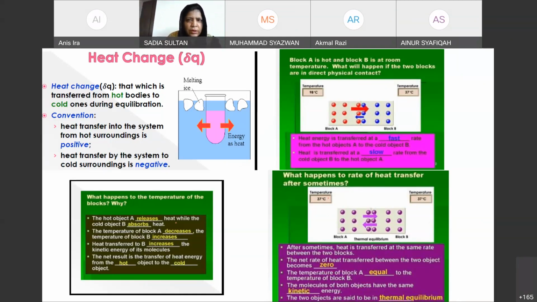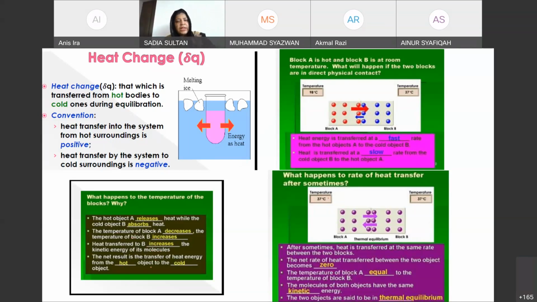What is going on? What is happening? The hot object A releases heat, while the cold object B absorbs heat. The temperature of block A decreases. The temperature of block B increases. The heat transferred to B increases the kinetic energy of its molecules. The net result is a transfer of heat energy from the hot.